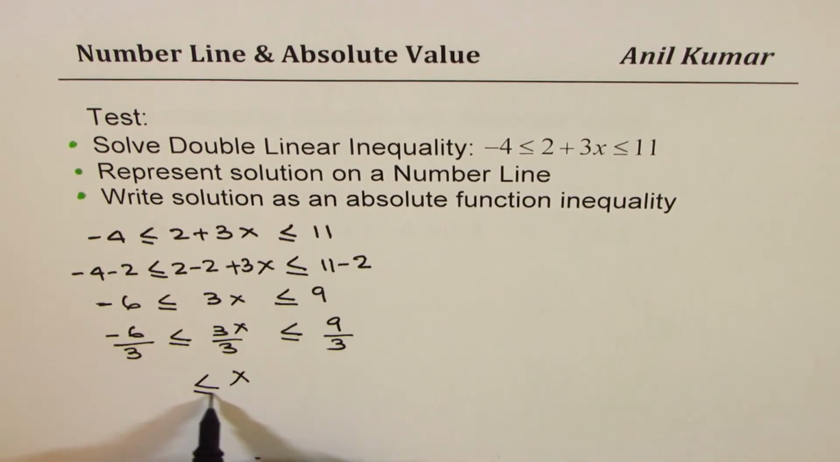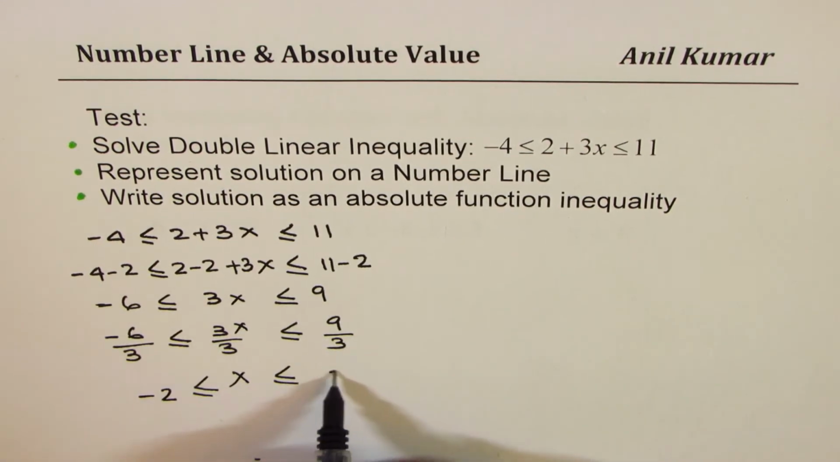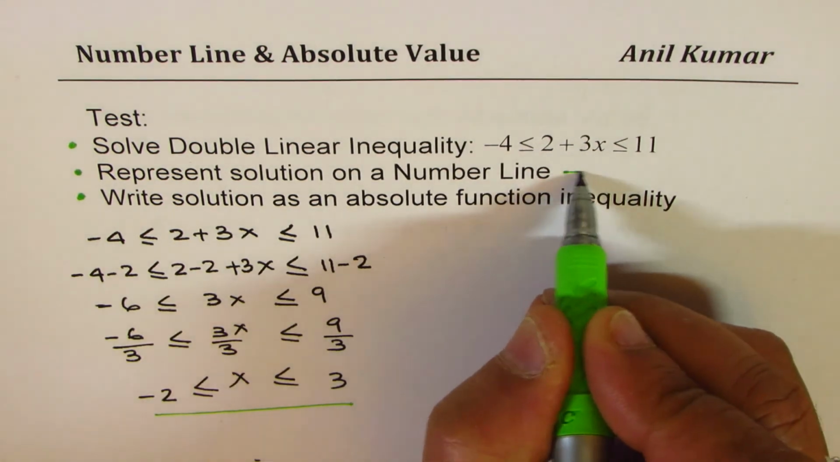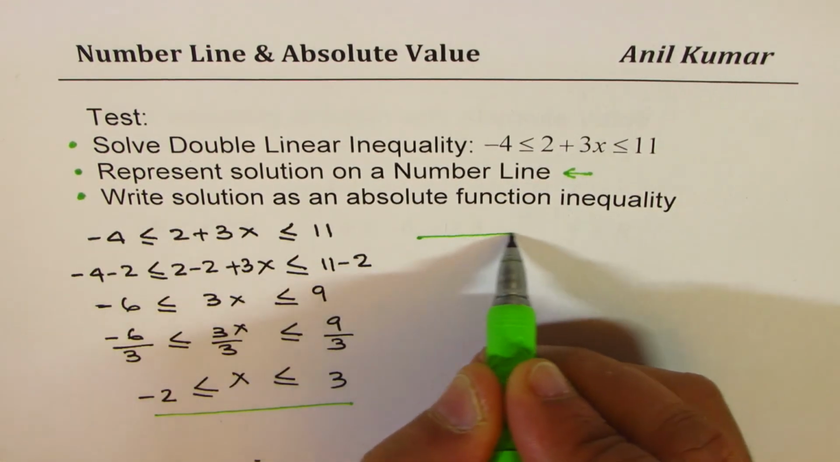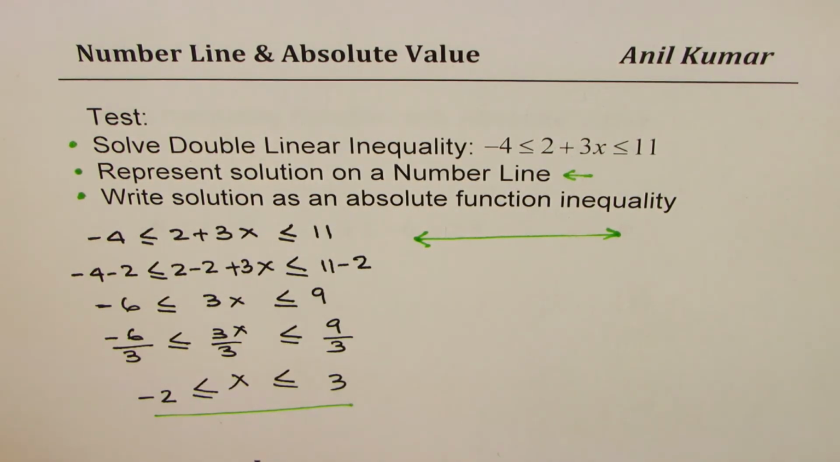Now you divide by 3. So you get minus 6 divided by 3 is less than or equal to 3x divided by 3, which is less than or equal to 9 divided by 3. So that gives you the x value. It has to be greater than or equal to minus 2 and less than or equal to 3. So that actually is your solution. So we have done the first part of finding the solution. x is within minus 2 and 3, both included.